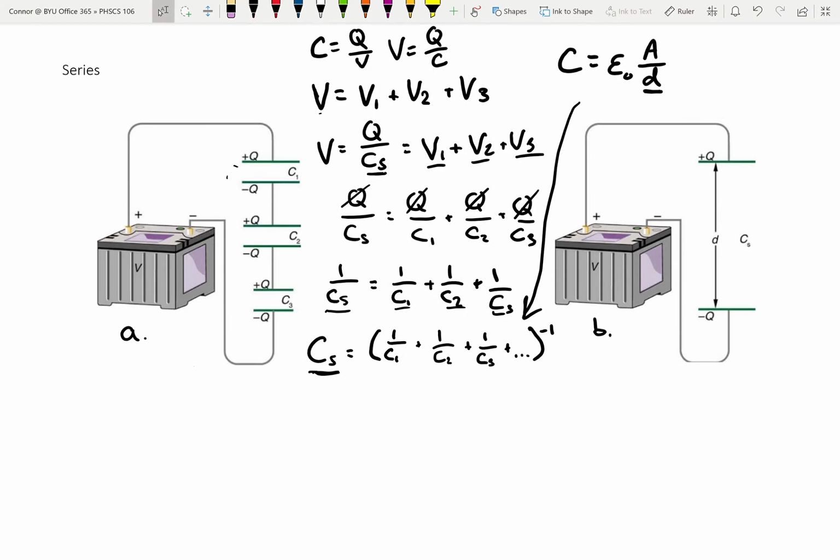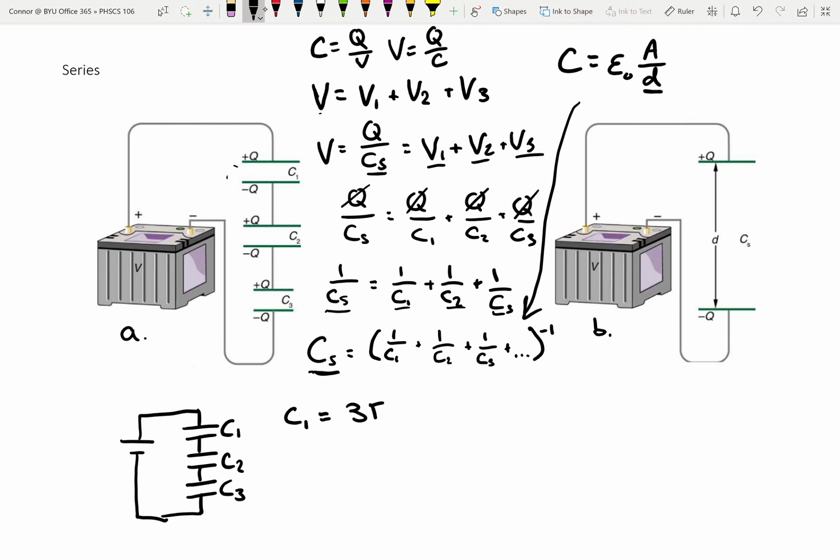Let's take an example, and we'll just use the one in A. Let me draw it out again in a circuit, because you'll probably see it like this on the test. We have our 3 capacitors, which in a circuit diagram we just draw as 2 parallel lines, with capacitances of 3 farad, 5 farad, and 6 farad. Take a second and pause the video, and using this equation up here, figure out what the total capacitance of these capacitors in series would be.